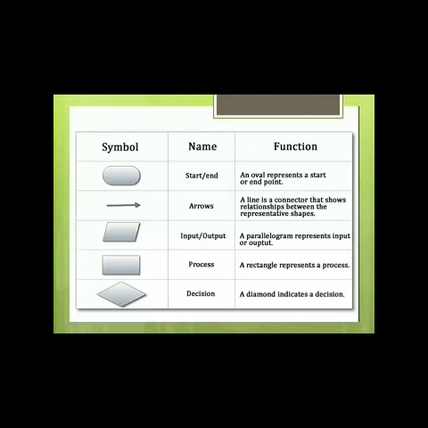For starting or ending the flowchart, you will use an oval. For showing the flow of the program, you will use a line with an arrow. For showing input and output, you will use a parallelogram. For showing any type of process, you will use a rectangle. And for showing any sort of decision, you will use a diamond shape.